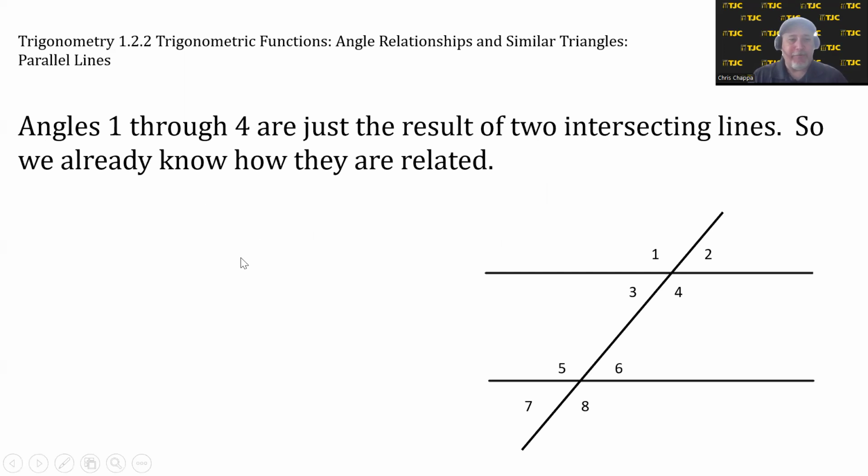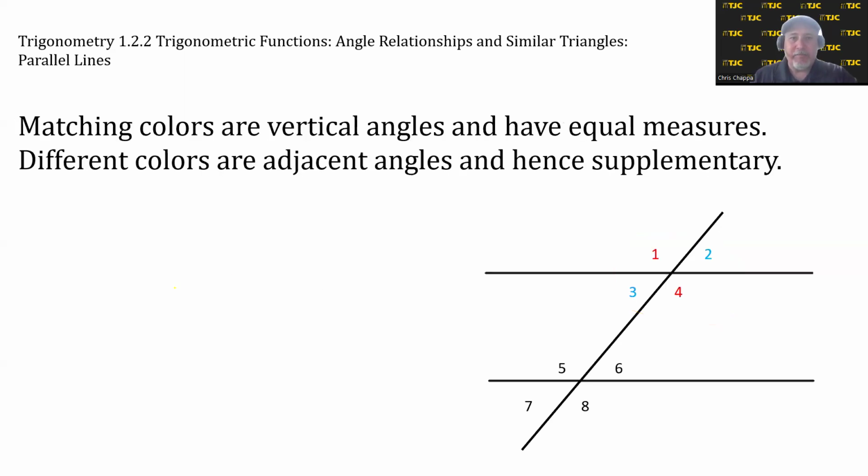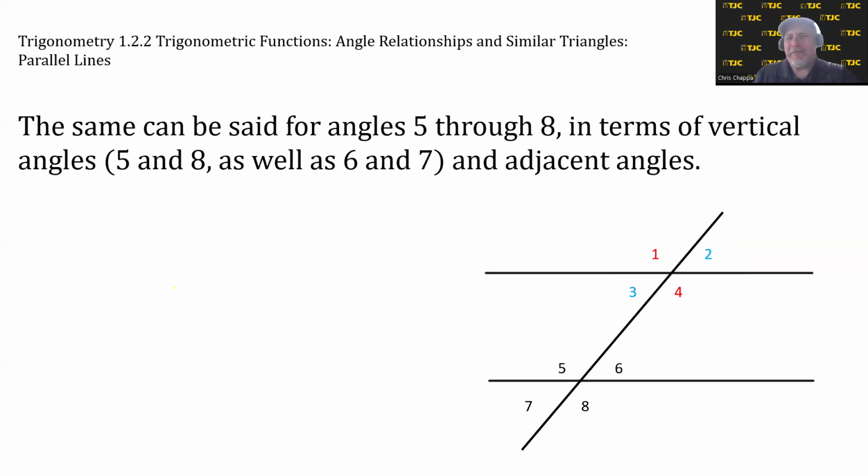Now, angles 1 through 4 up here at the top, we already know how they're related to each other because this is just the four angles formed by a pair of intersecting lines. So we already know how they're related. The matching colors, the red ones, or the blue ones, are vertical angles, and they have equal measures. Different colors are adjacent and hence supplementary. The same thing can be said for 5 through 8 down here at the bottom.